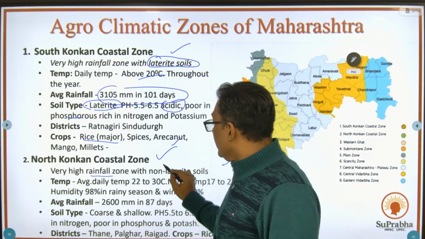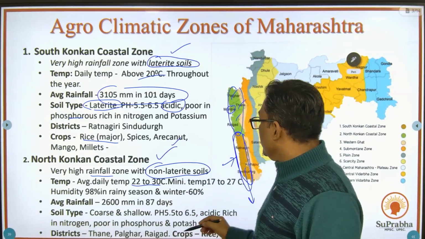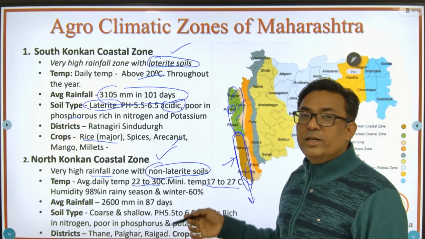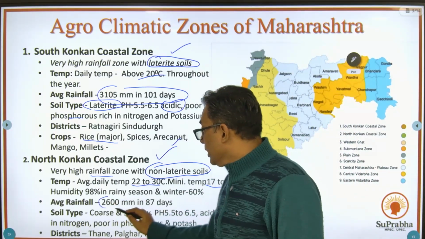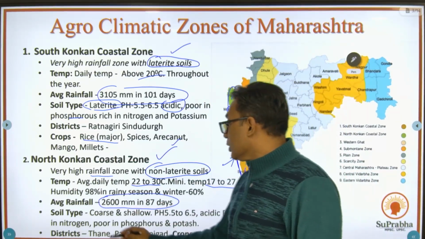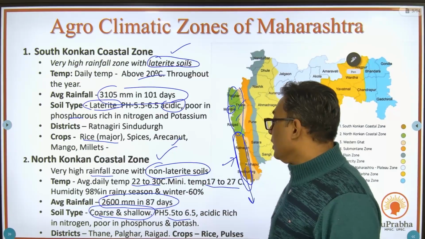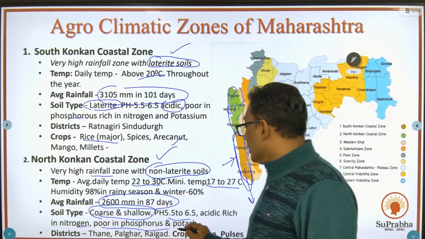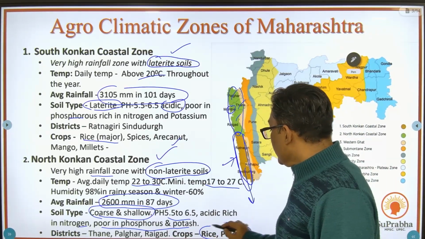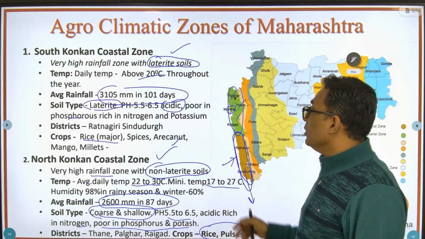So very high rainfall, but this is non-laterite soil. The average daily temperature is 22 to 30 degrees Celsius. Minimum goes to 17 to 27 degrees Celsius, so it doesn't dip below 10 degrees or something like that. Rainfall, yes, you also have a good amount of rainfall, 260 centimeters for literally 3 months. Soil type is porous and shallow. The pH is also acidic. It is rich in nitrogen, but poor in phosphorus and potash. Technically, what crops are grown over here? It's mostly rice, pulses, and also some millets.